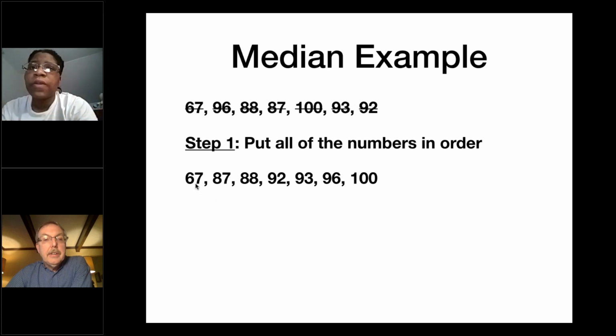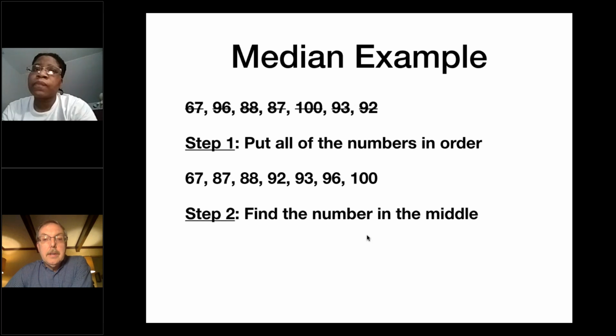So we have the smallest over here, the largest over here. So our next step is to find the middle, because median means middle. So let's find the number that's in the middle. And the easiest way to do that is just to start crossing off each end and work your way to the middle. So we'll cross off the 100 and the 67. Now we'll cross off the 96 and the 87. Now we'll cross off the 93 and the 88. And there we go. There's the median. So the median is 92.